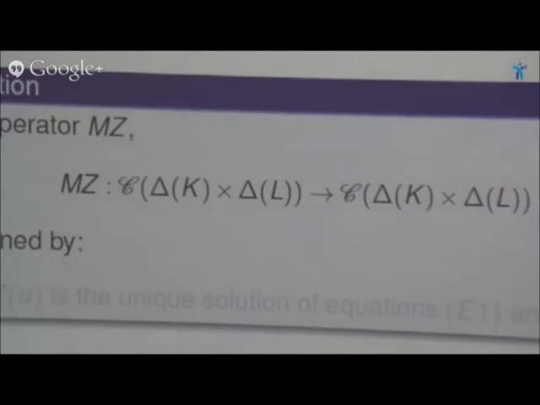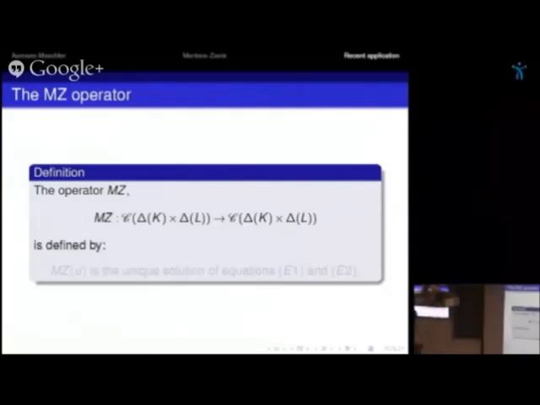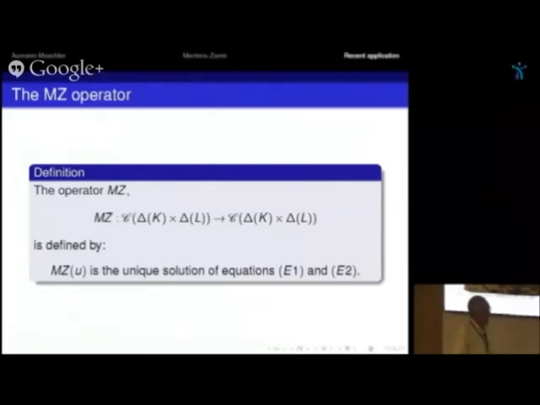So what's the definition of the MZ operator, as Sylvain calls it? This is an operator that maps the continuous functions on the cross product of the probability spaces on K and L to itself. It is defined by: MZ of U is the unique solution of equations E1 and E2 in the previous slide. That's the operator.